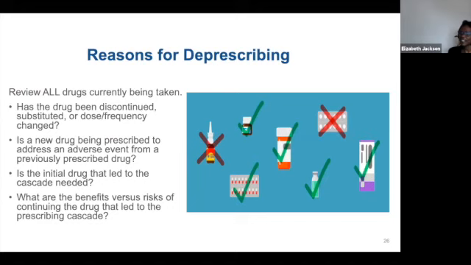The next question is, was the initial drug that led to the prescribing cascade in the first place needed? And then the last question is, what are the benefits versus risks of continuing the drug that led to the prescribing cascade? So those are some of the ways we can use deprescribing to avoid inappropriate polypharmacy. Next slide, please.